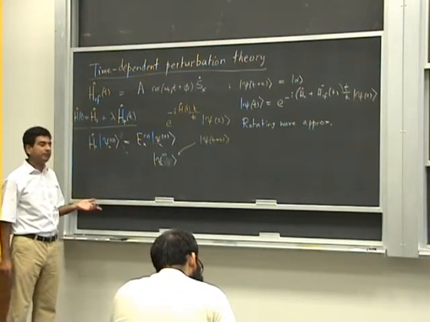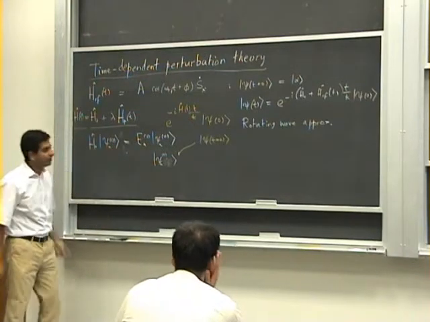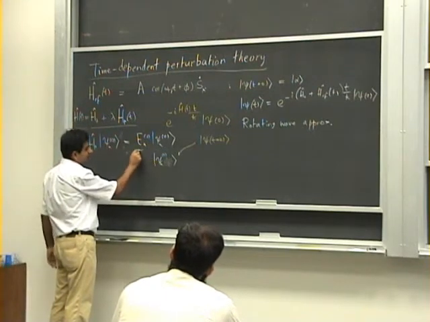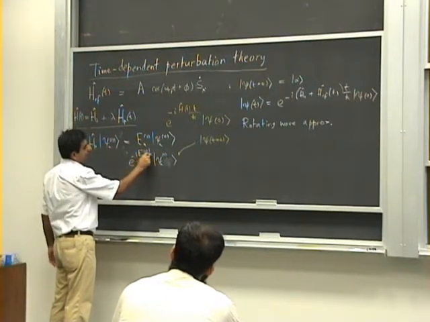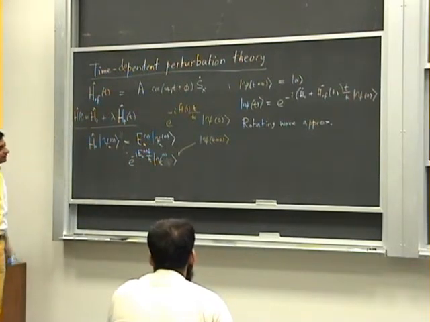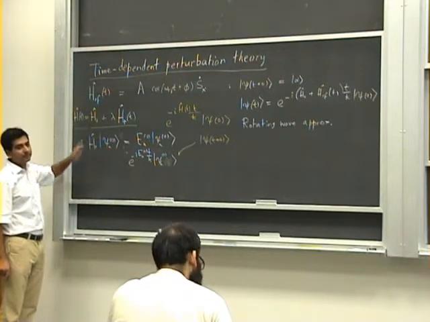We know that since it's a stationary state of the Hamiltonian, with time it will not evolve. At most it can acquire a phase factor, e to the minus i E n naught t over h bar. So this is what's going to happen if we start off in a stationary state of the unperturbed Hamiltonian, and the Hamiltonian just has this background part.